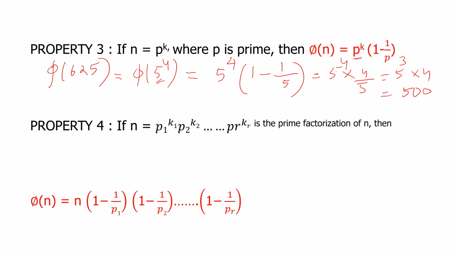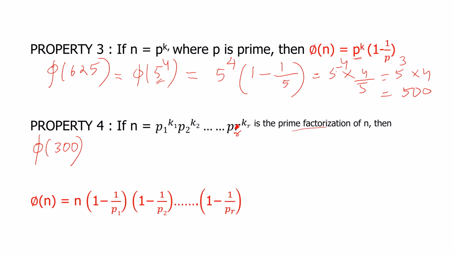Now the next property, the fourth one. If n equals p1 raised to k1, p2 raised to k2, up to pr raised to kr is the prime factorization of n, then phi of n equals n into 1 minus 1 by p1 into 1 minus 1 by p2, and so on, up to 1 minus 1 by pr. So we can do one question here. Example: what is totient of 300?